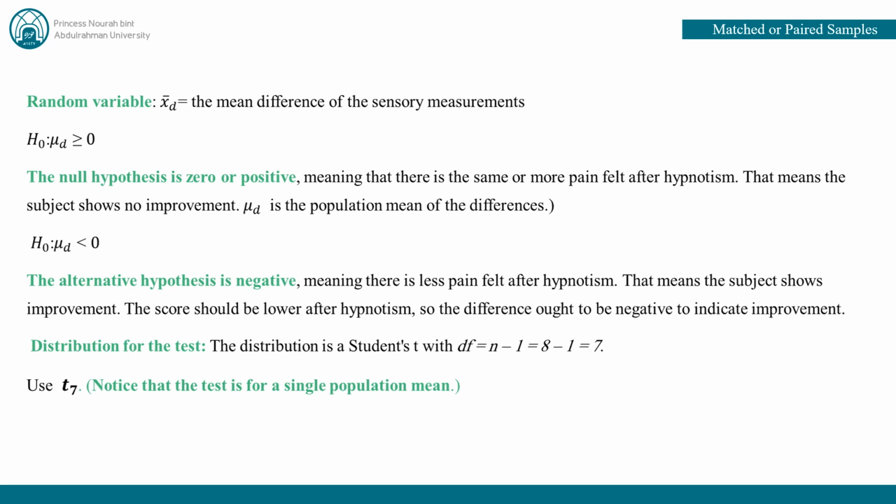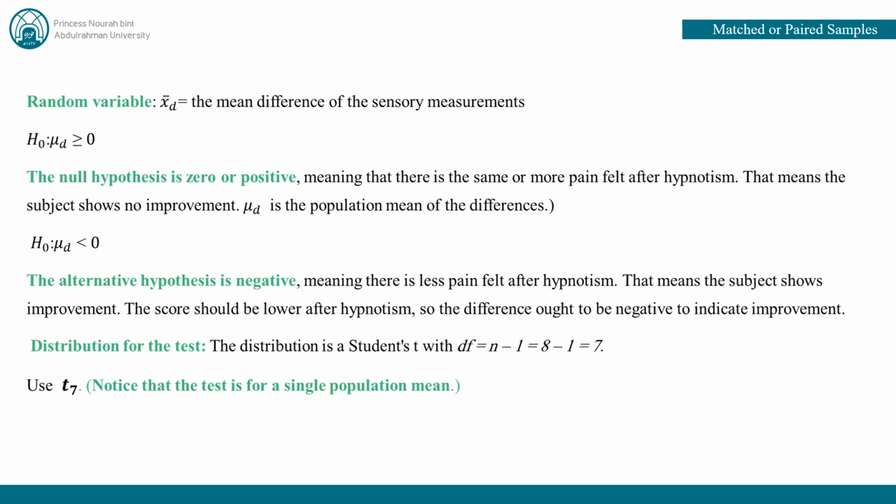The null hypothesis is zero or positive, meaning that there is the same or more pain felt after hypnotism. That means the subjects show no improvement. Mu D is the population mean of the difference.